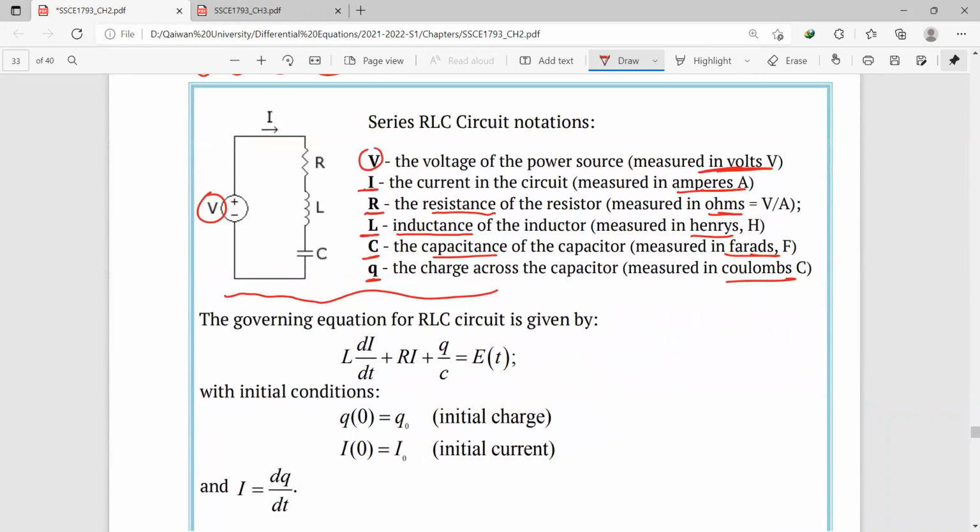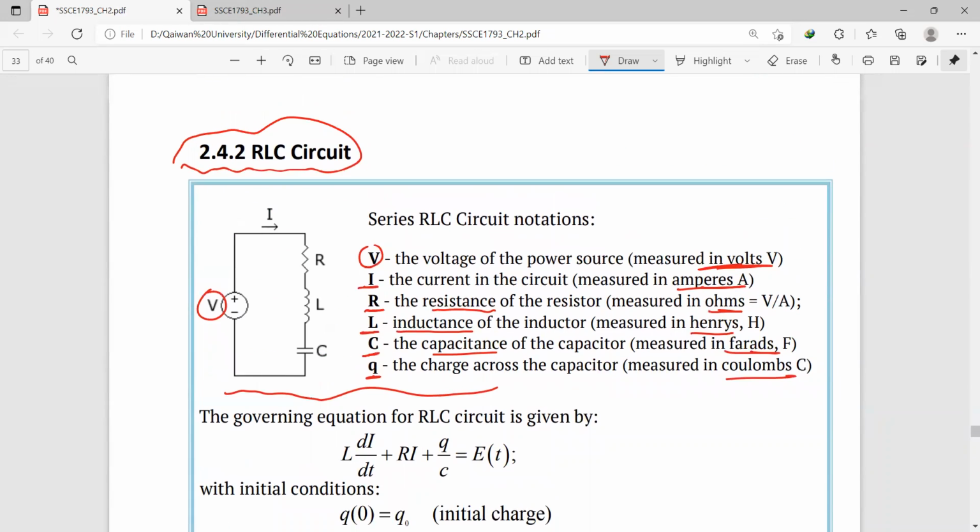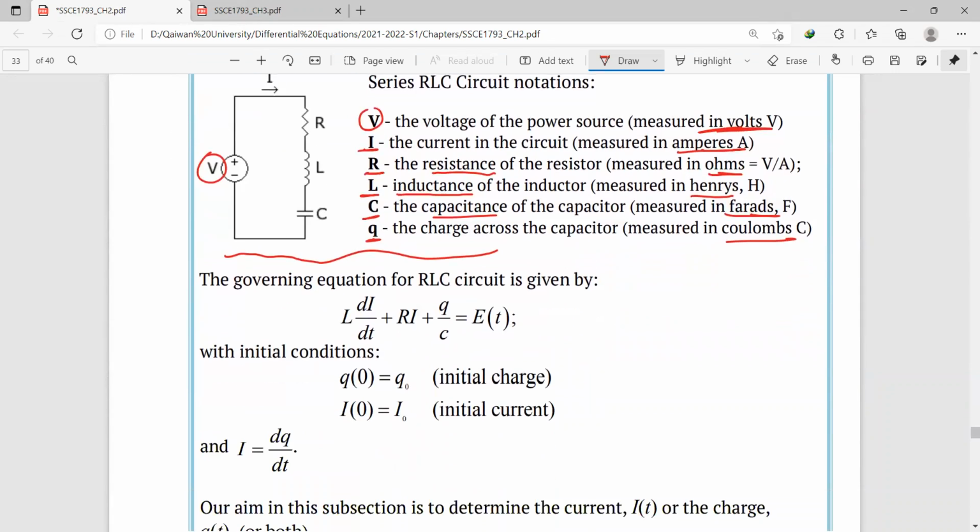The general form of the equation for solving an RLC circuit is L times di by dt plus Ri plus Q over C equals E of t. This is the general form of an RLC circuit. And here we say I equals dq by dt.